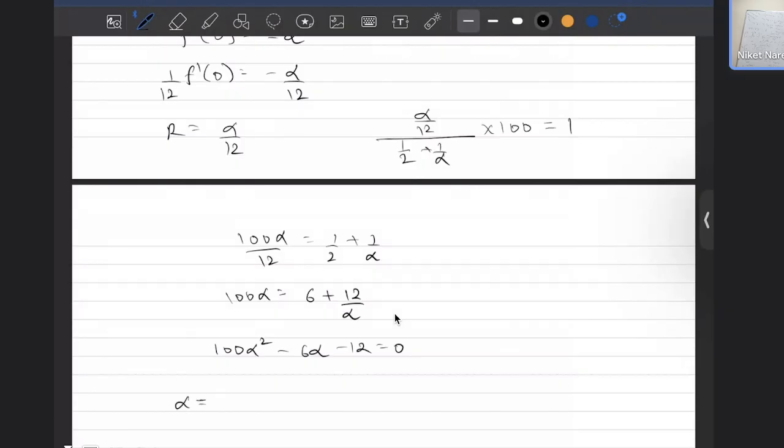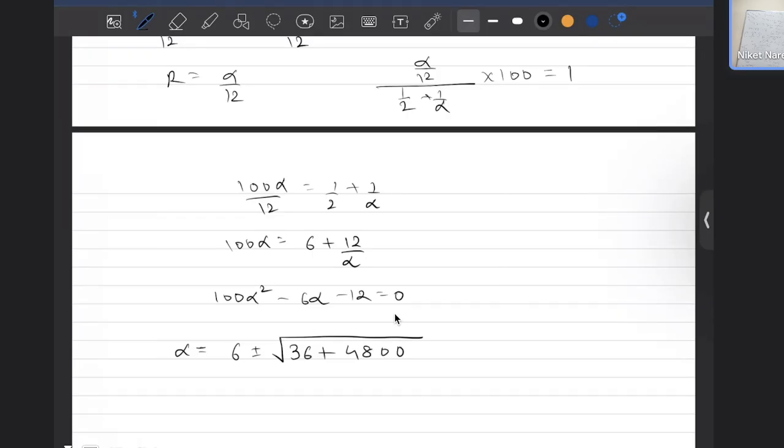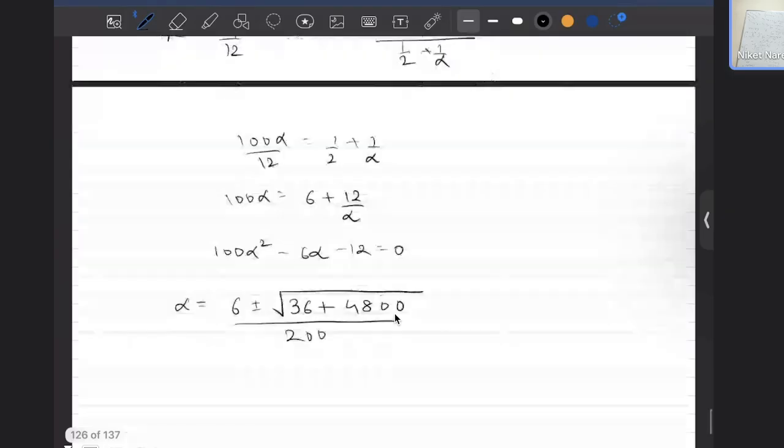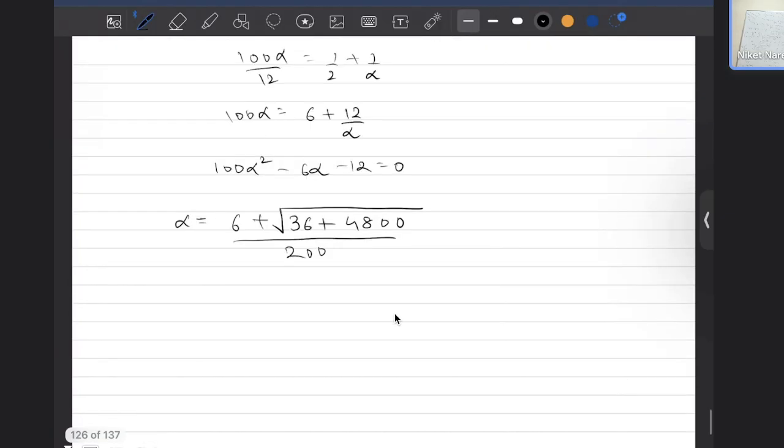Alpha is equal to minus b, which is 6, plus minus square root of 36 plus 4ac, so 400 into 12, 4800, divided by 200. We know that alpha is positive, so the negative sign solution goes away. I have only positive sign: 6 plus this. So all I have to do is just evaluate this.